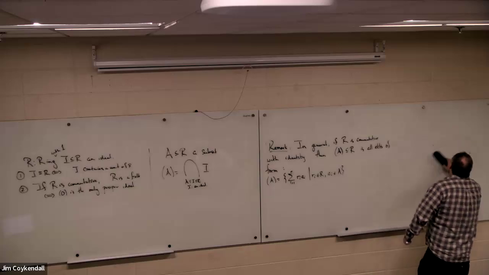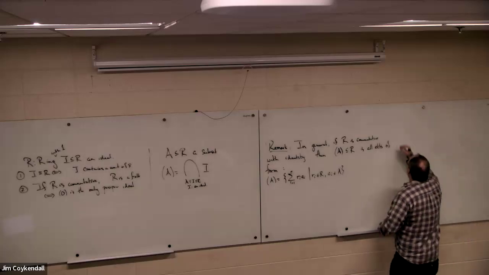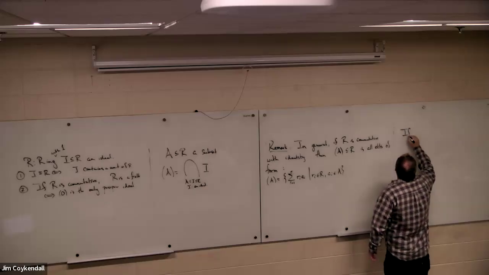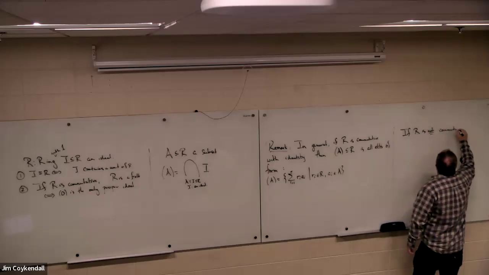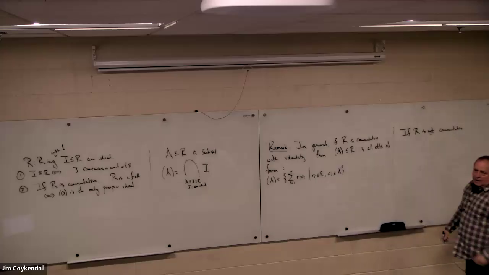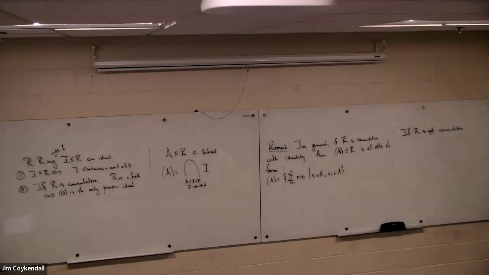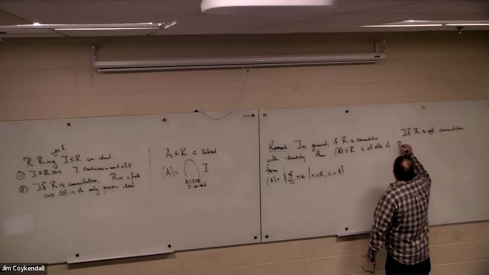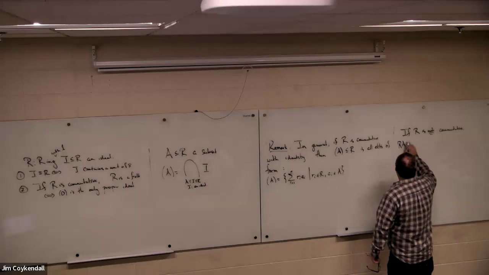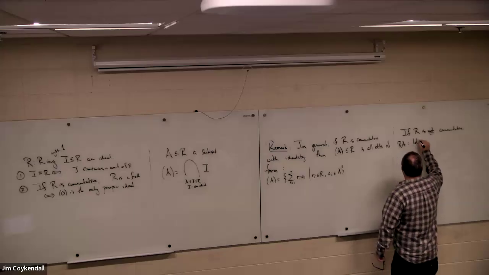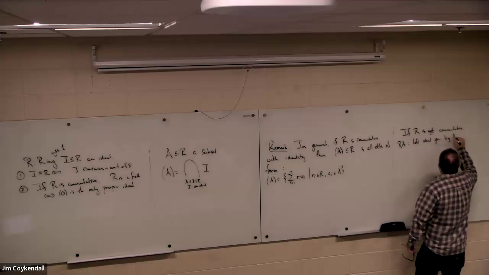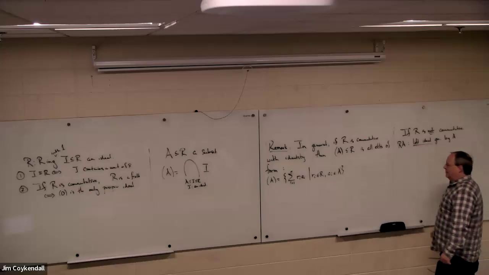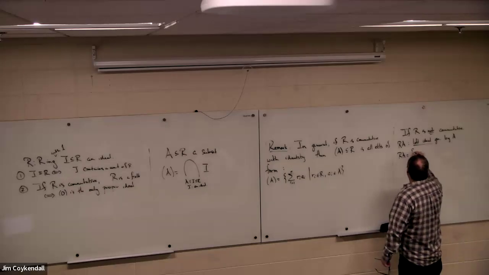Now, if I start relaxing it, what happens if R is not commutative? Well, now we start going down the rabbit hole. We start talking about left ideals, right ideals, two-sided ideals. RA is the left ideal generated by A. And here it's only a left ideal. And RA looks like the same form here.